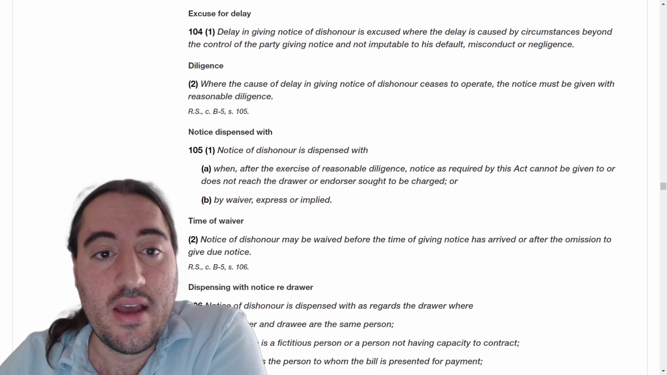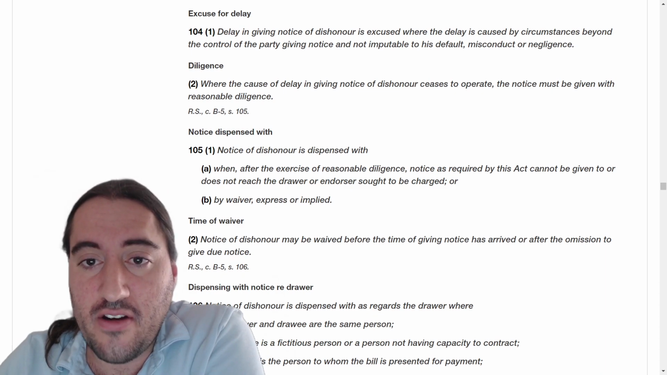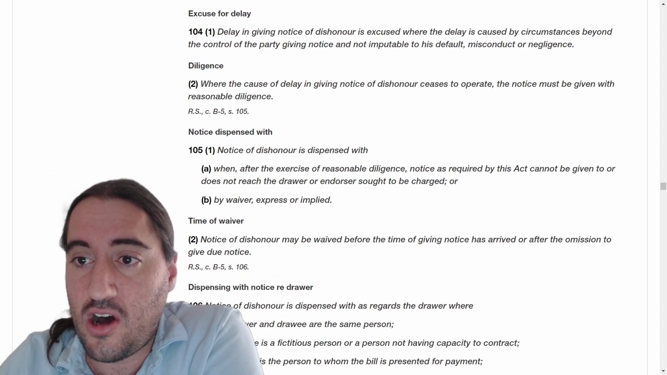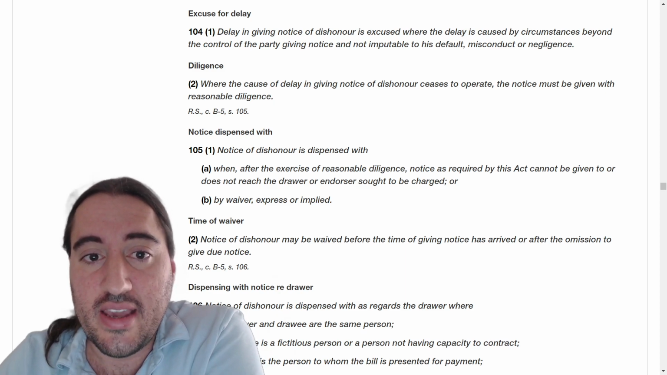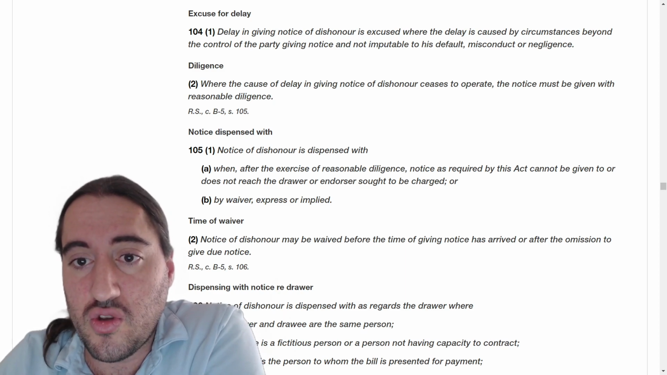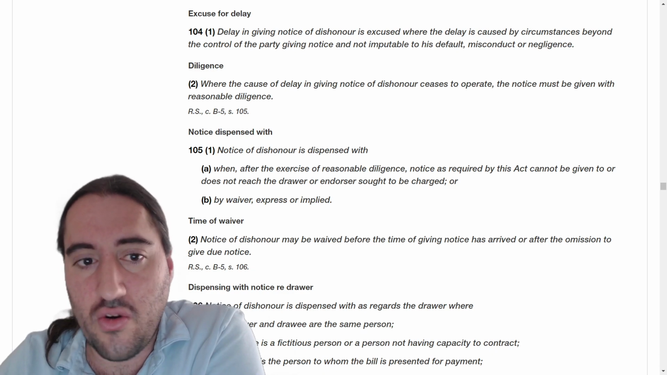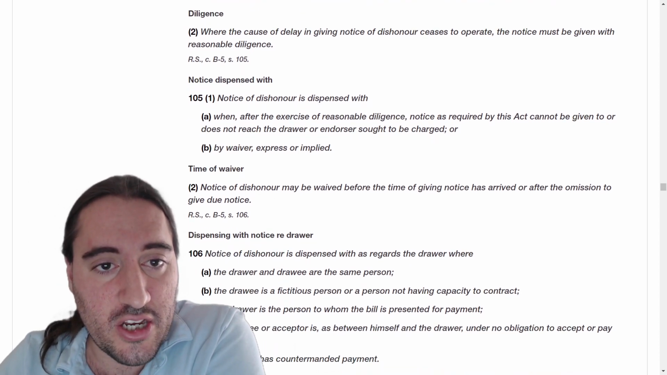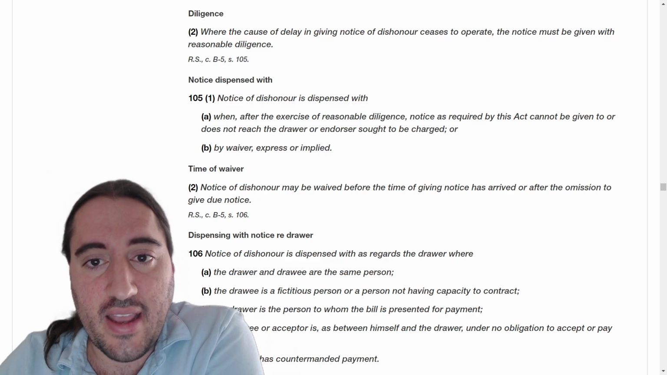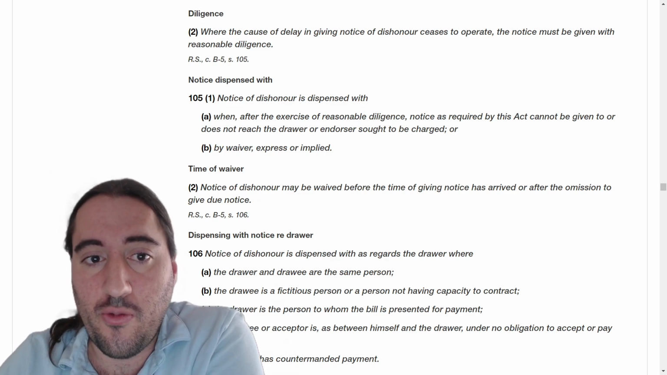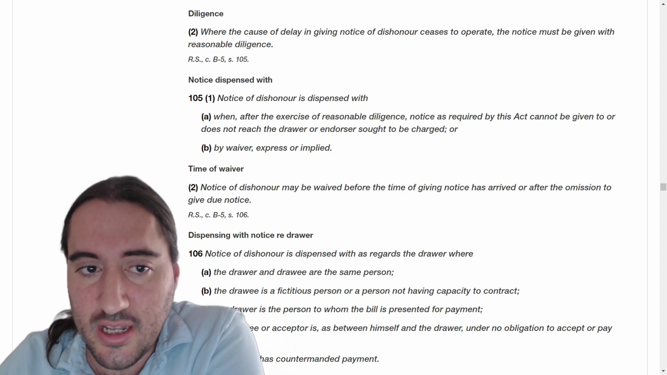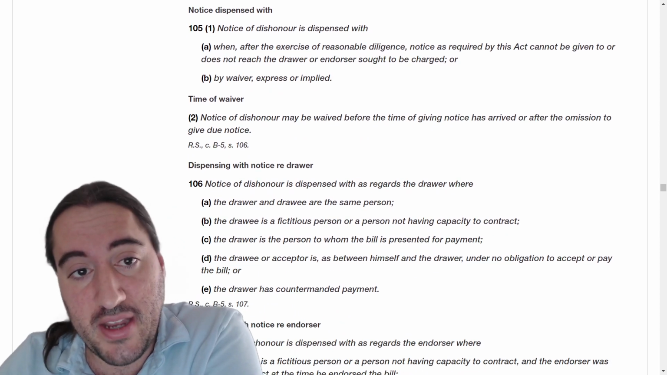Excuse for delay. Delay in giving notice of dishonor is excused where the delay is caused by circumstances beyond the control of the party giving notice, and not imputable to his default, misconduct, or negligence. Diligence. Where the cause of delay in giving notice of dishonor ceases to operate, the notice must be given with reasonable diligence. Notice dispensed with.